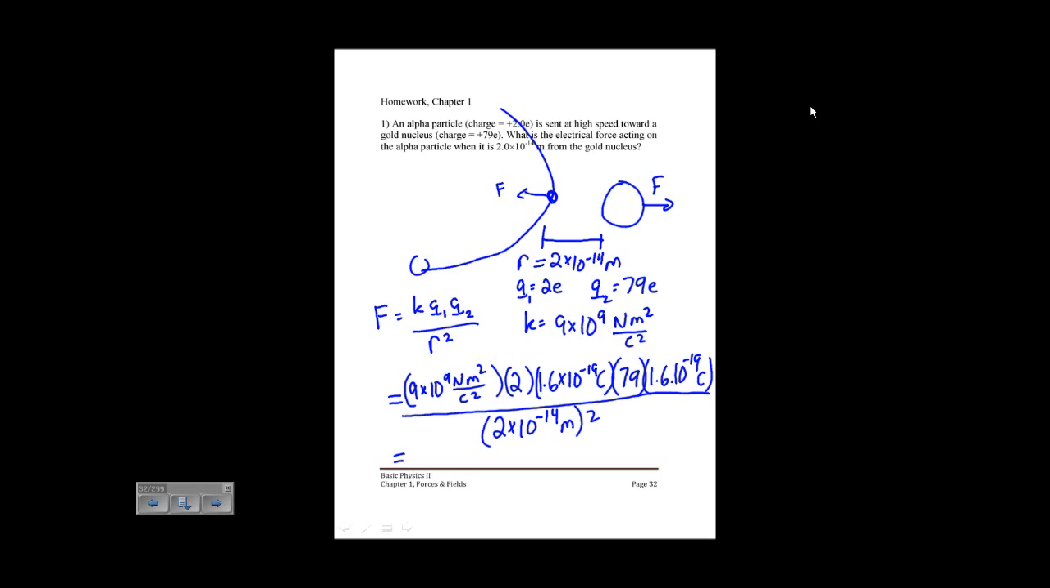Alright, so that gives me 91 newtons. 91 newtons that is acting on both of these particles, actually.